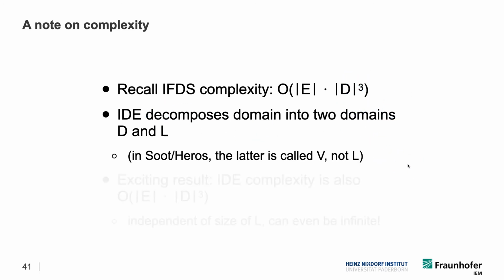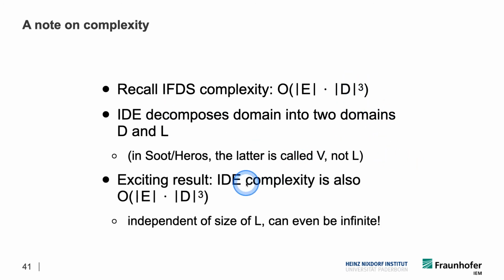And now the interesting part is, and I find this really exciting, that the complexity of IDE is also still the very same, it has still the very same bound, right? So this is exactly the same expression, only that D now, it's a different D, right? So this is smaller now. So if we had to encode constant propagation in IFDS, then D would here be the domain of pairs of variables and numeric values, right?